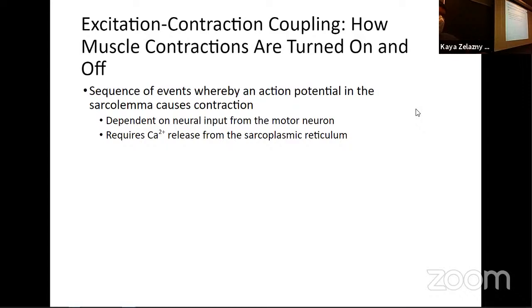So this is going to be kind of going back to our very brief look at neuromuscular junctions. This is basically that same concept, except, I mean, it's exactly that same concept really, except now we're going into a little more detail on what's happening in the muscle fiber in response to that signal.